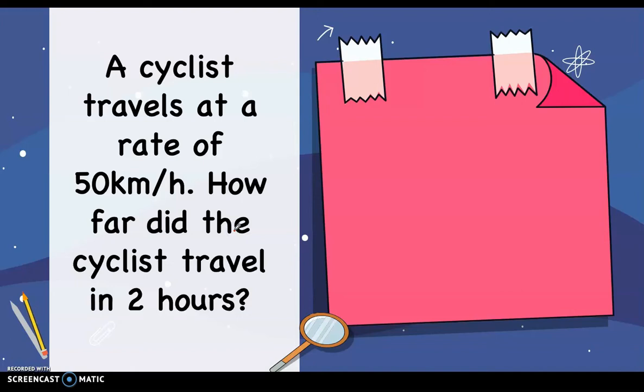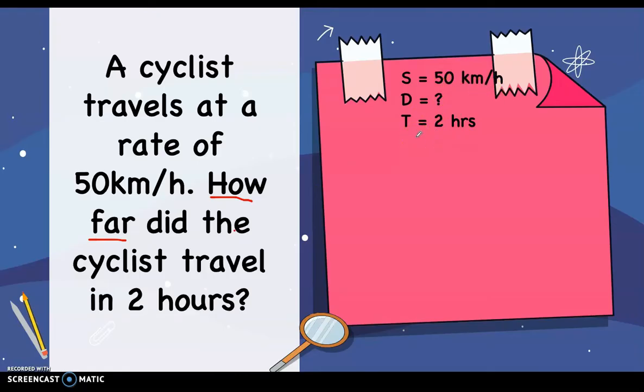Next, a cyclist travels at a rate of 50 kilometers per hour. How far did the cyclist travel in 2 hours? So let's identify the given. We have the rate or the speed, which is 50 kilometers per hour. Then we also have the time spent, which is 2 hours. And the question is how far? Okay, so we're looking for the distance. For the distance, that's the missing. Speed is 50 kilometers per hour and the time spent is 2 hours.